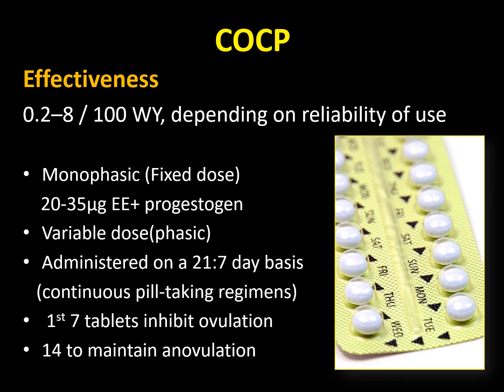With combined pills, the first 7 tablets are very important because they are the ones to inhibit ovulation, while the other 14 are to maintain anovulation. In most of the packets, there are 21 tablets in a sachet and a 7-day pill-free interval. Some combined oral contraceptive pills have 28 tablets, but the last 7 tablets are placebo, only iron supplements.